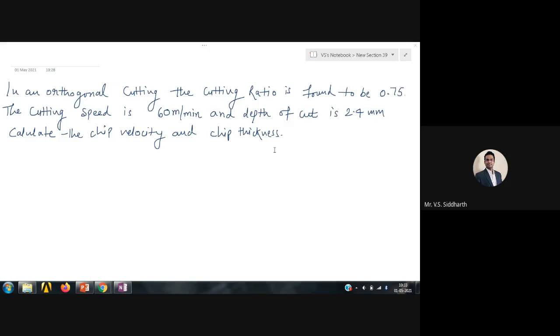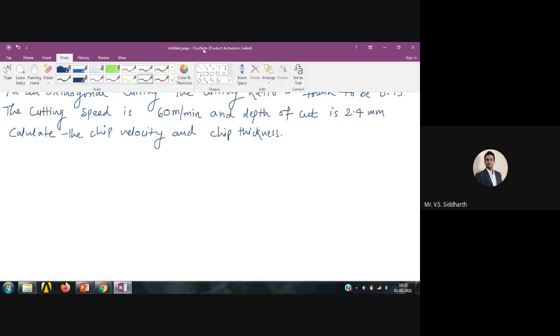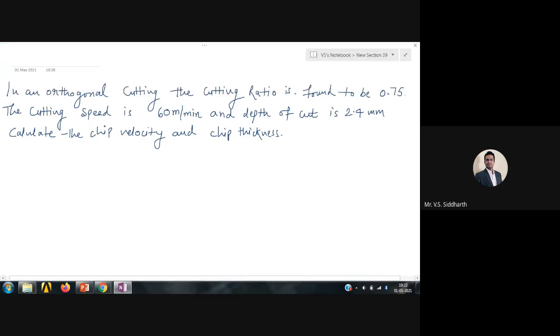Yes, correct answer. VC equals 45 is the correct answer. Good, very good. So let us solve this. Here, depth of cut is given. Actually, depth of cut we should never take as uncut chip thickness. But if nothing else is given in the question, then you can take depth of cut as uncut chip thickness. So here, depth of cut is given, 2.4 mm. Cutting ratio is given, it is 0.75. Cutting ratio, if it is less than 1, means that it is the chip thickness ratio only.